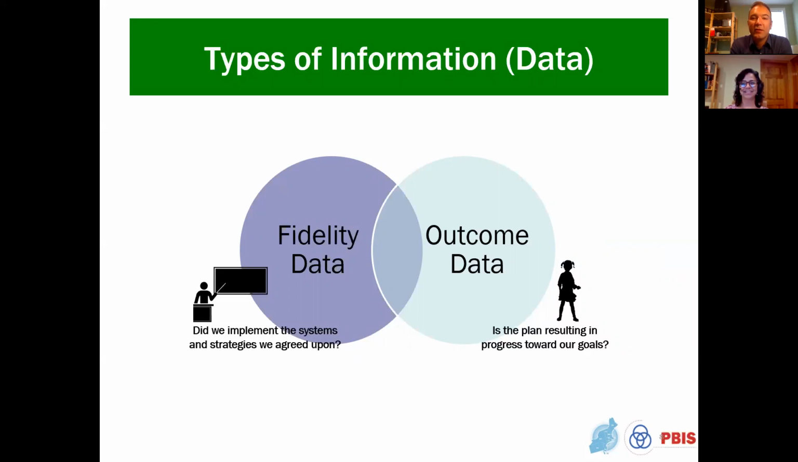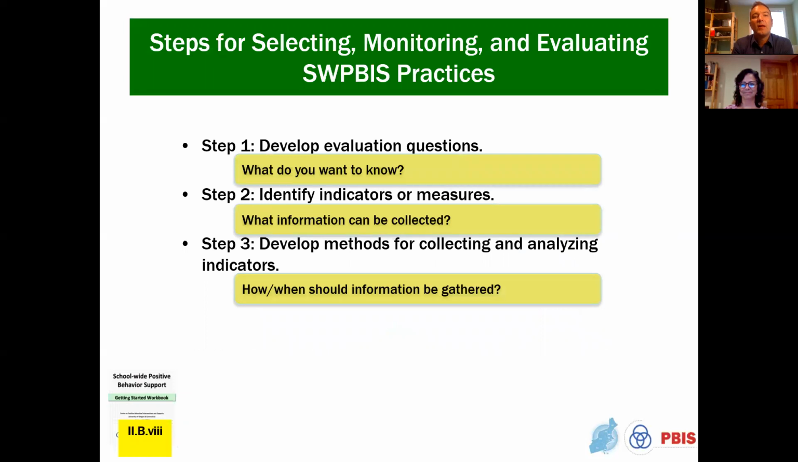Outcome data is data that tells us whether we're getting the results that we want. Examples of outcome data include office discipline referrals, school climate surveys, graduation rates, attendance, etc. Next, we want to develop methods for collecting and analyzing our data. Generally, we want to think about which data will answer our question, how information should be gathered, and when data should be taken, entered, and reviewed. For more information about data routines, please go see the mini lesson on data routines.